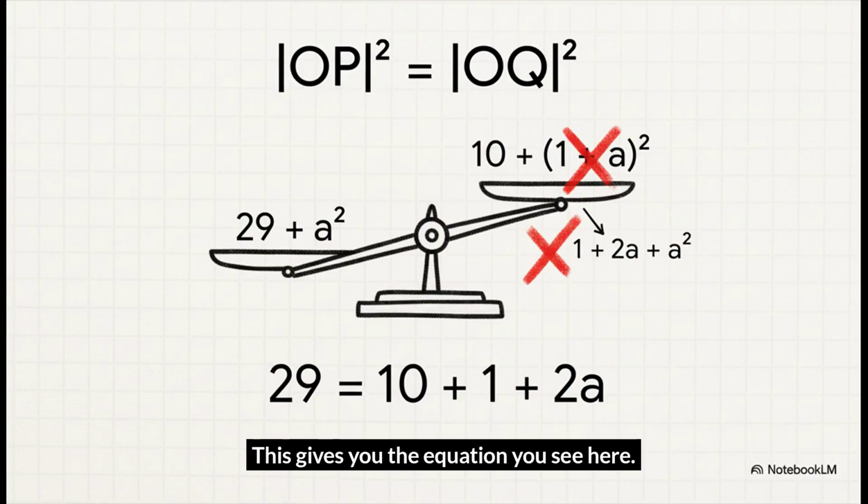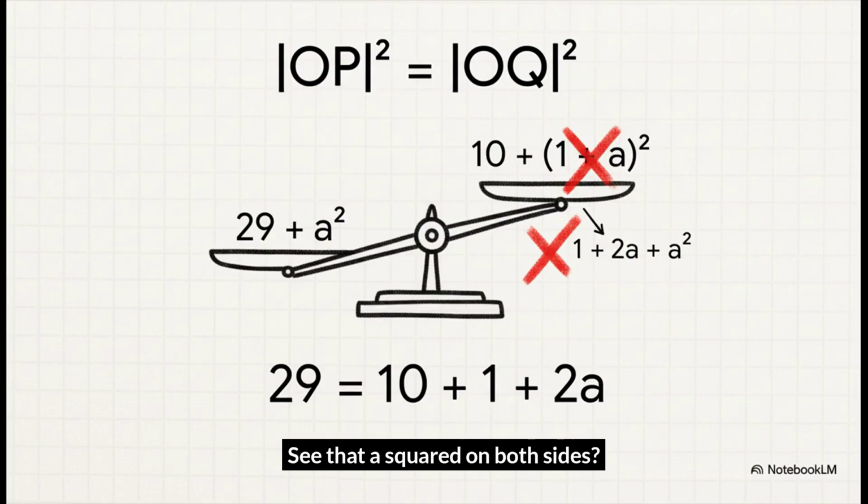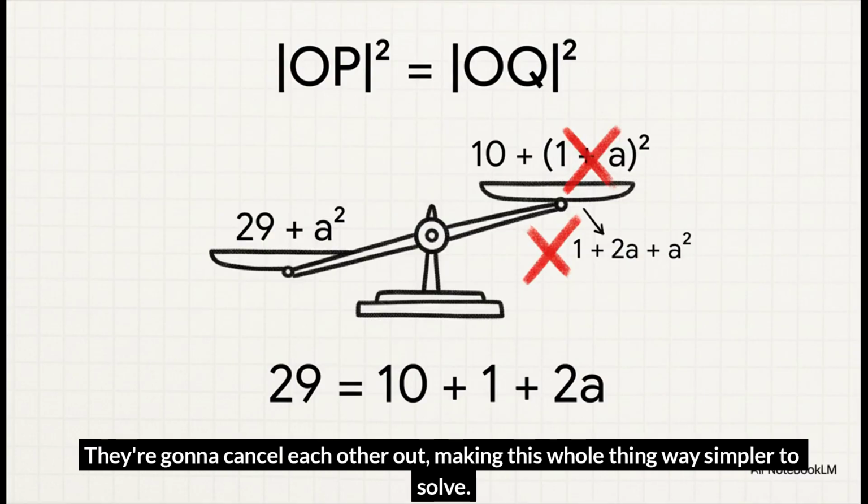This gives you the equation you see here. Now, at first glance, it might look a bit messy, but check this out. See that A squared on both sides? They're going to cancel each other out, making this whole thing way simpler to solve.